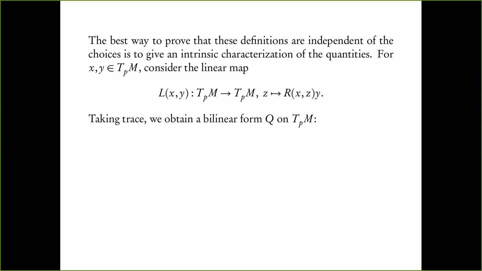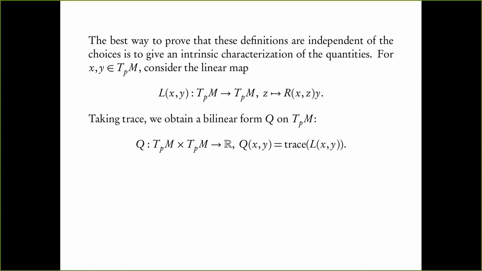We can take the trace of this to obtain a bilinear form Q. So what do we mean by this? Remember, this L is a linear map from TPM to TPM, but L itself depends on two quantities, x comma y. So if I take the trace of L, what should that be? L is a linear operator from TPM to TPM, so the trace is going to be a real number. So the trace of L_xy is a real number. So for every pair x comma y, I'm getting a real number which is the trace of L_xy, and that defines a bilinear form Q on the tangent space.